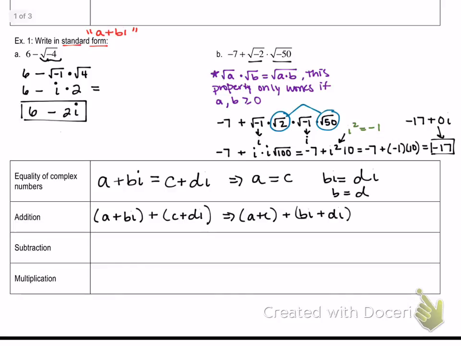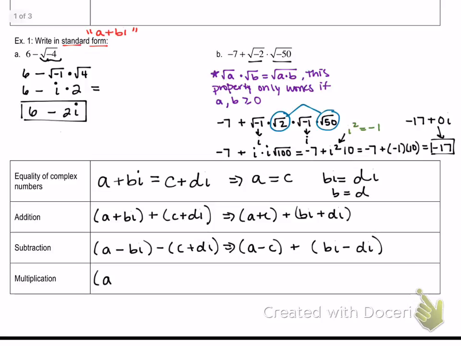All right, for subtraction, it's very similar. So now I'm subtracting these two complex numbers. So again, just subtract like terms. So we're going to subtract the real parts, and then we're going to subtract the imaginary parts. So again, really it's just combining like terms. Combining like real parts, combining like imaginary parts.